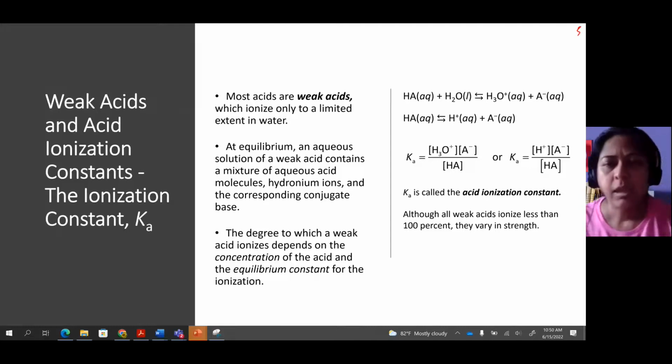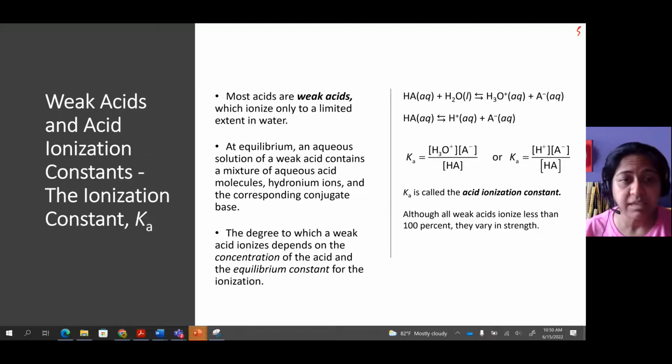Weak acids. We already talked about the strong acids. Strong acids completely dissociate in water into their conjugate base and the hydronium ions. Most acids are weak acids, which ionize only to a limited extent. They are not fully ionized. So the weak acids are always in equilibrium in water.